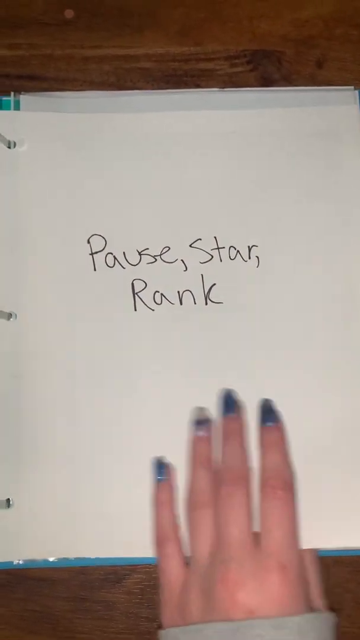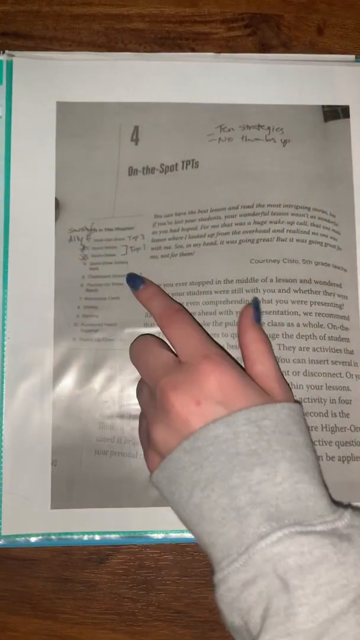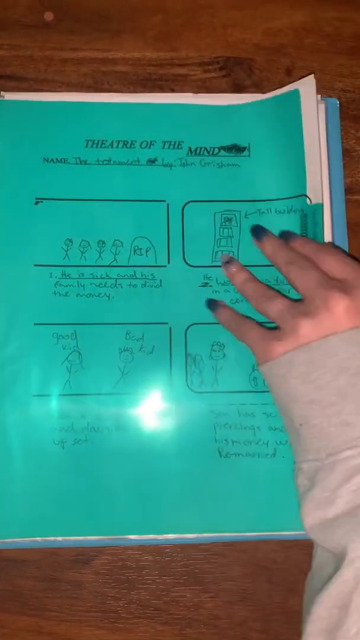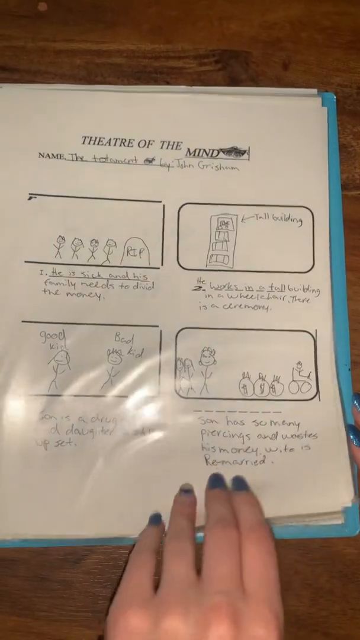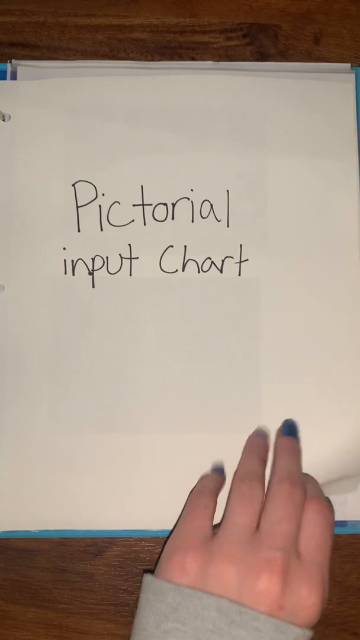Pause, star, rank. This was one of our class activities that we did. I worked with Sarah and Allie on this, and I have the different stars in our top 3. Then we go into scaffolding. We have theater of the mind. And then our picture walks. And then our pictorial input chart.